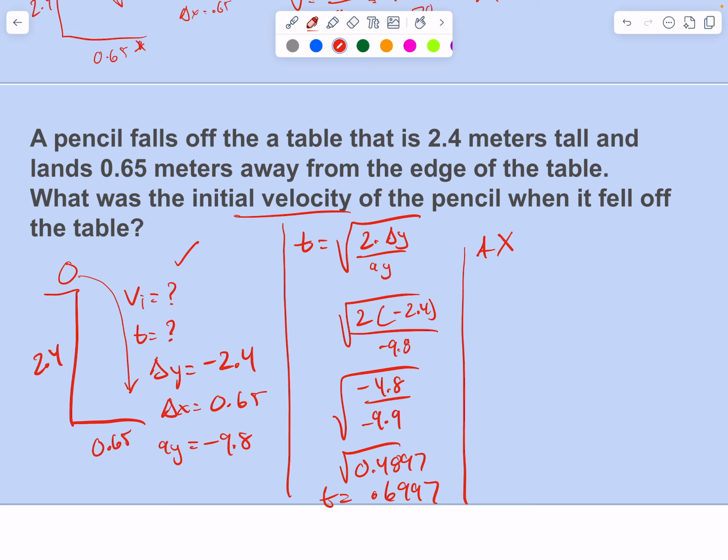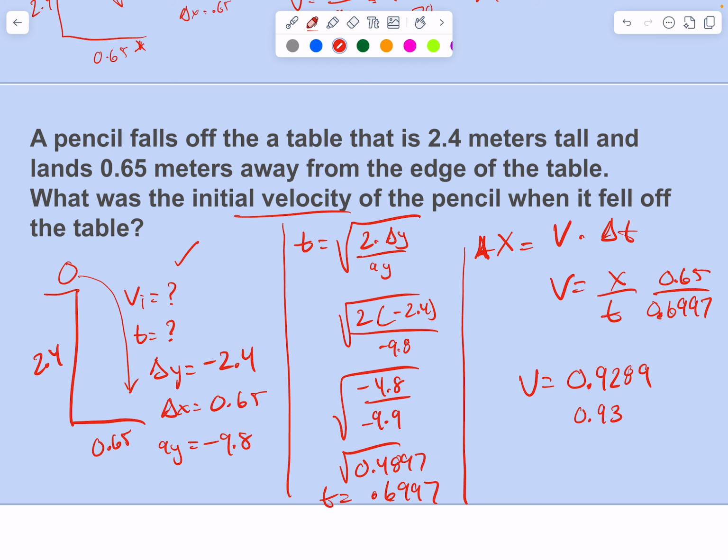Again, next part of the problem is delta x equals velocity times the change in time, or velocity equals x over time. And so our x change is 0.65 divided by 0.6997. So do the math there. 0.65 divided by 0.6997 gives me a grand total for velocity equals 0.9289. And if I had to do the nearest tenth, I would actually say it's 0.9. And nearest hundredth would be 0.93.